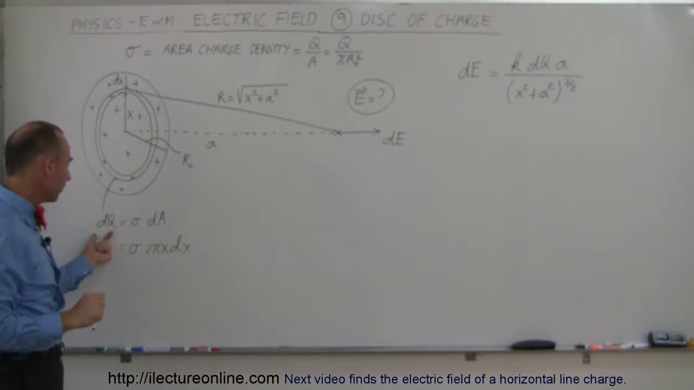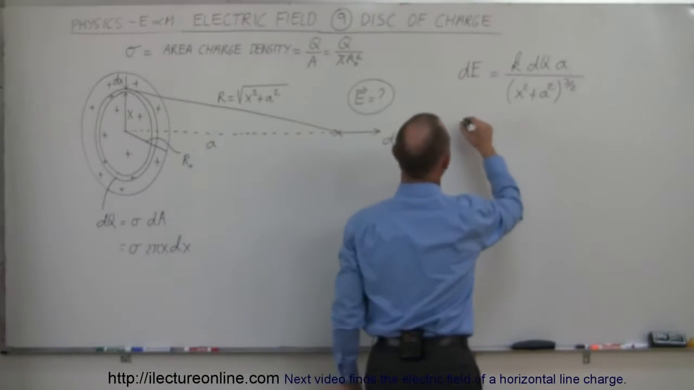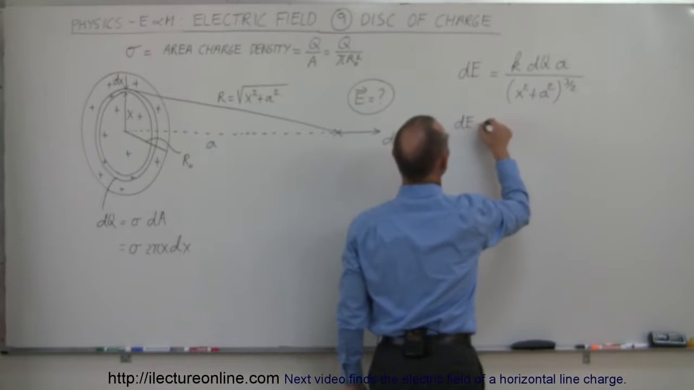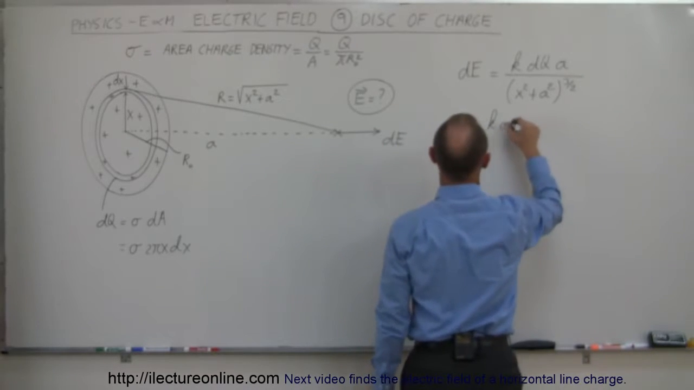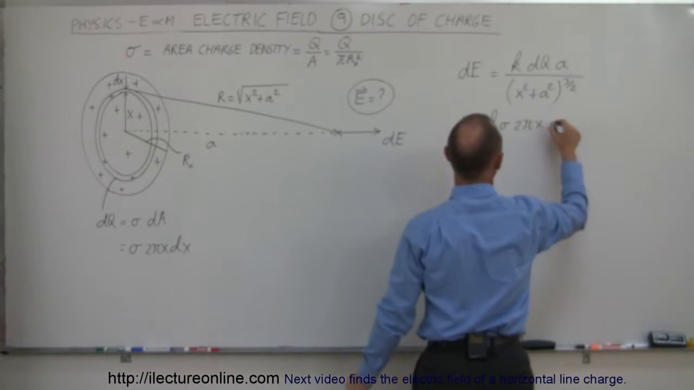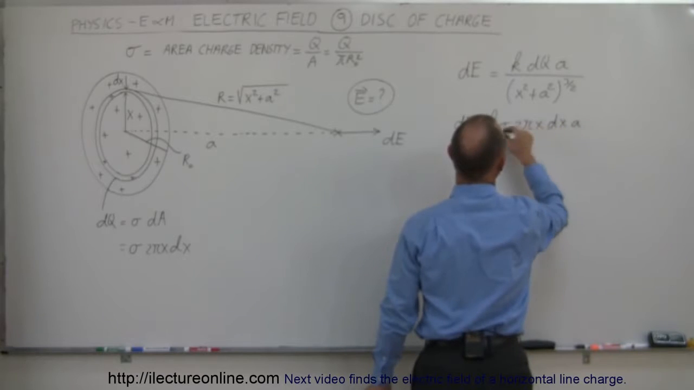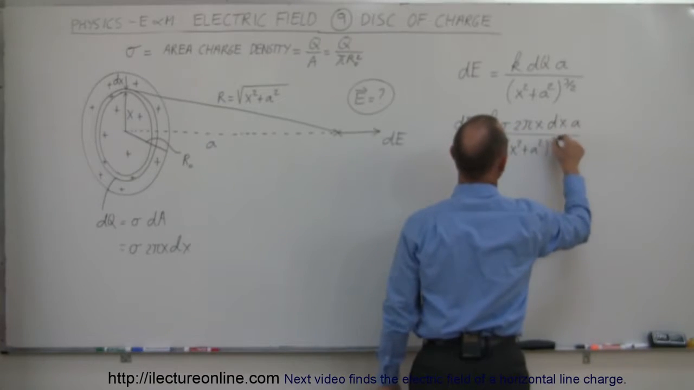All right, so now we have the value for dq. We can place that into our equation right there. So we can write that dE is equal to K times dQ, and our dQ is sigma times 2 pi x times dx times a divided by x squared plus a squared to the 3/2 power.